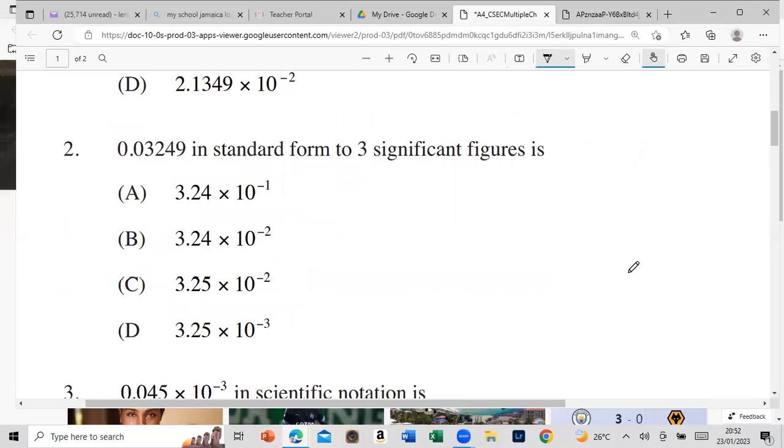Now it says 0.03249 in standard form to 3 significant figures is. So they put a little twist to it. It has the significant figure also. Alright. So first, what we're going to do, we're going to put it in standard form first, and then we figure out the significant figures.